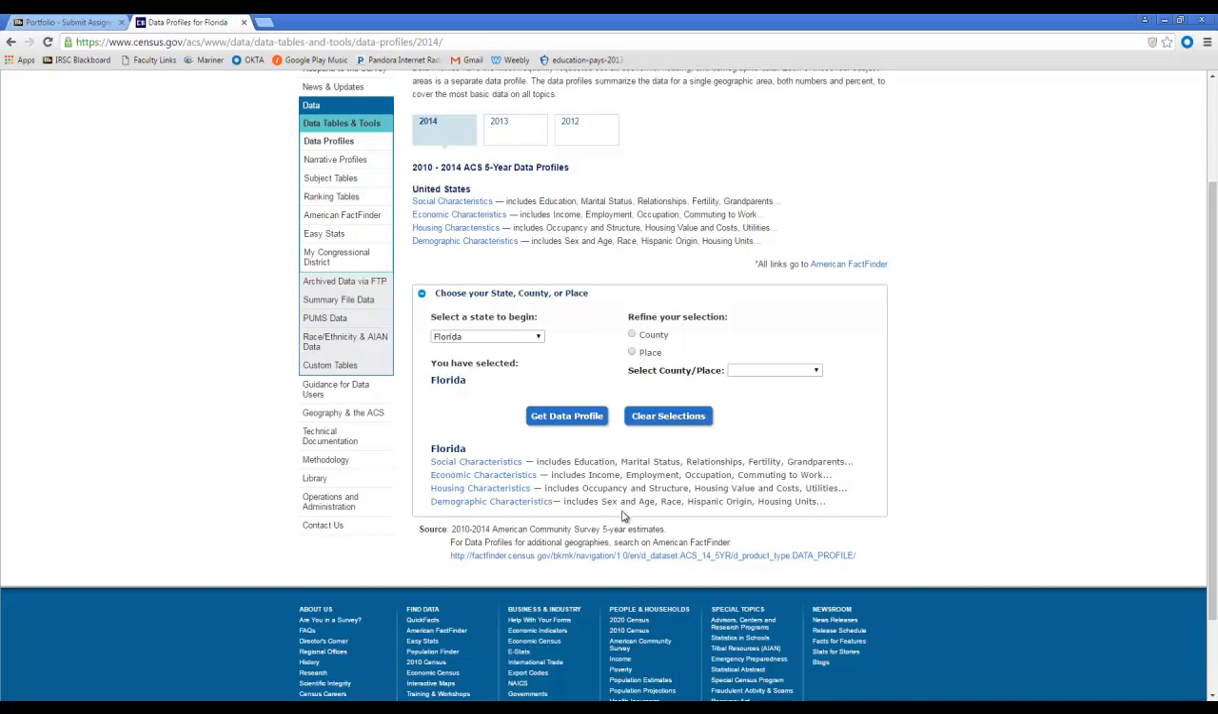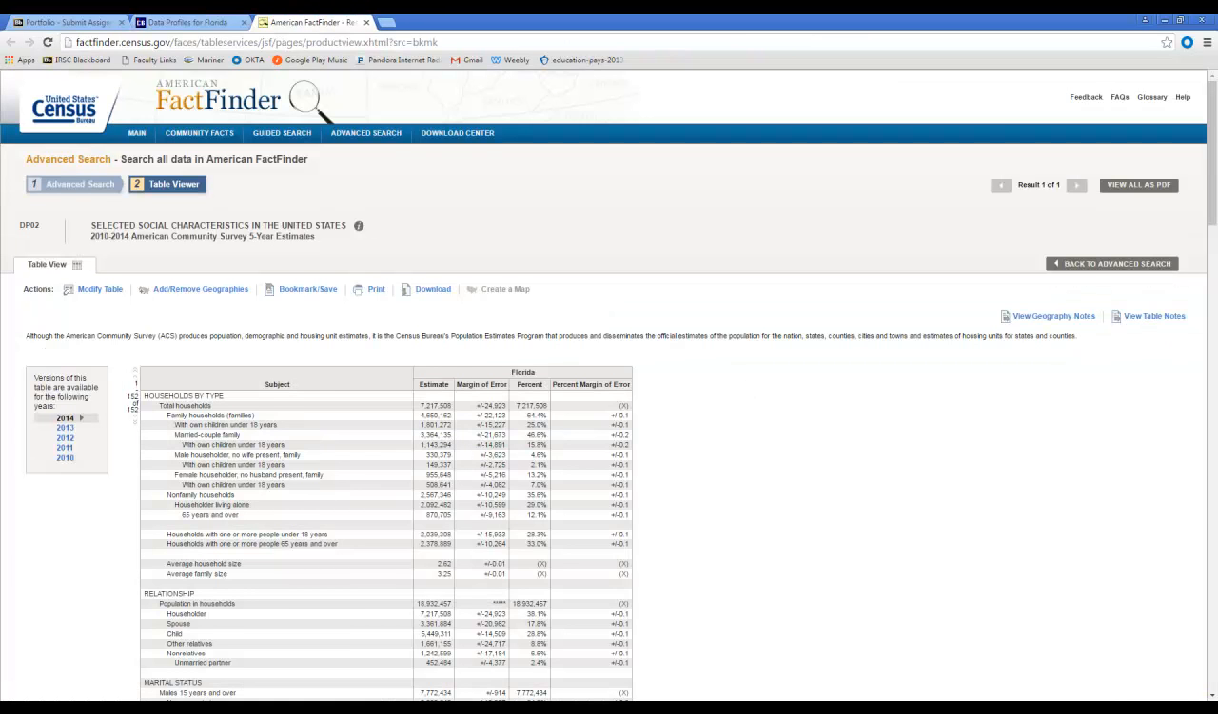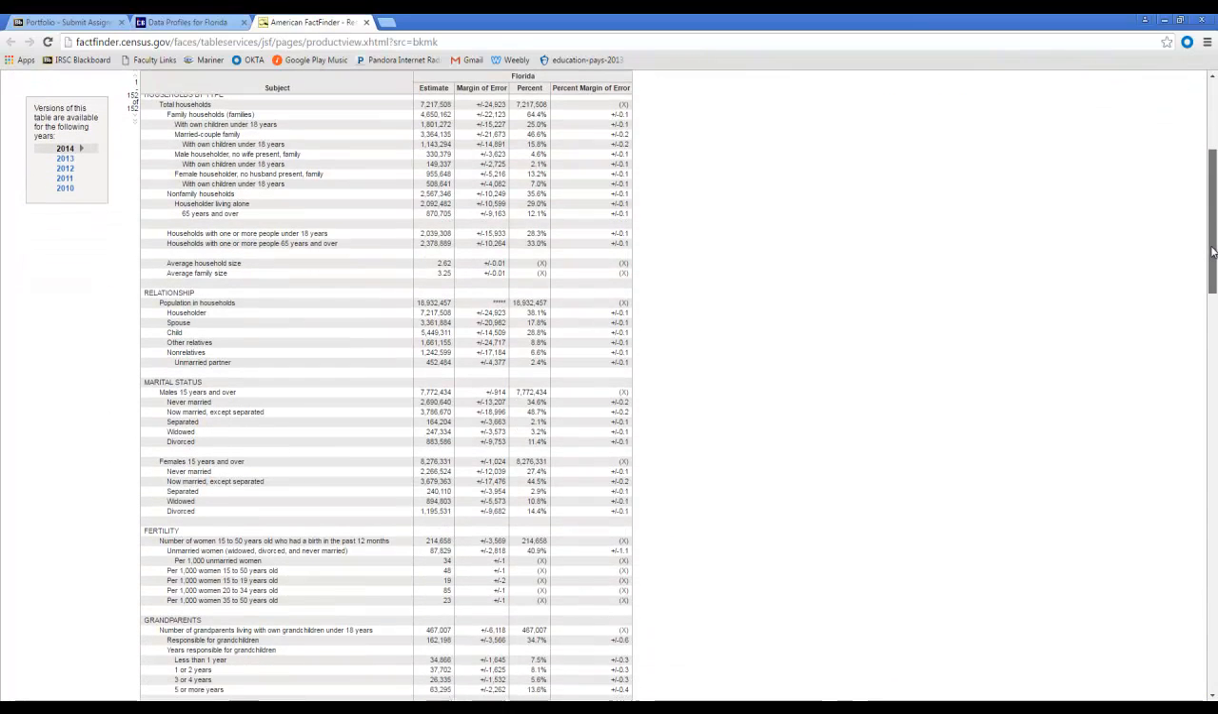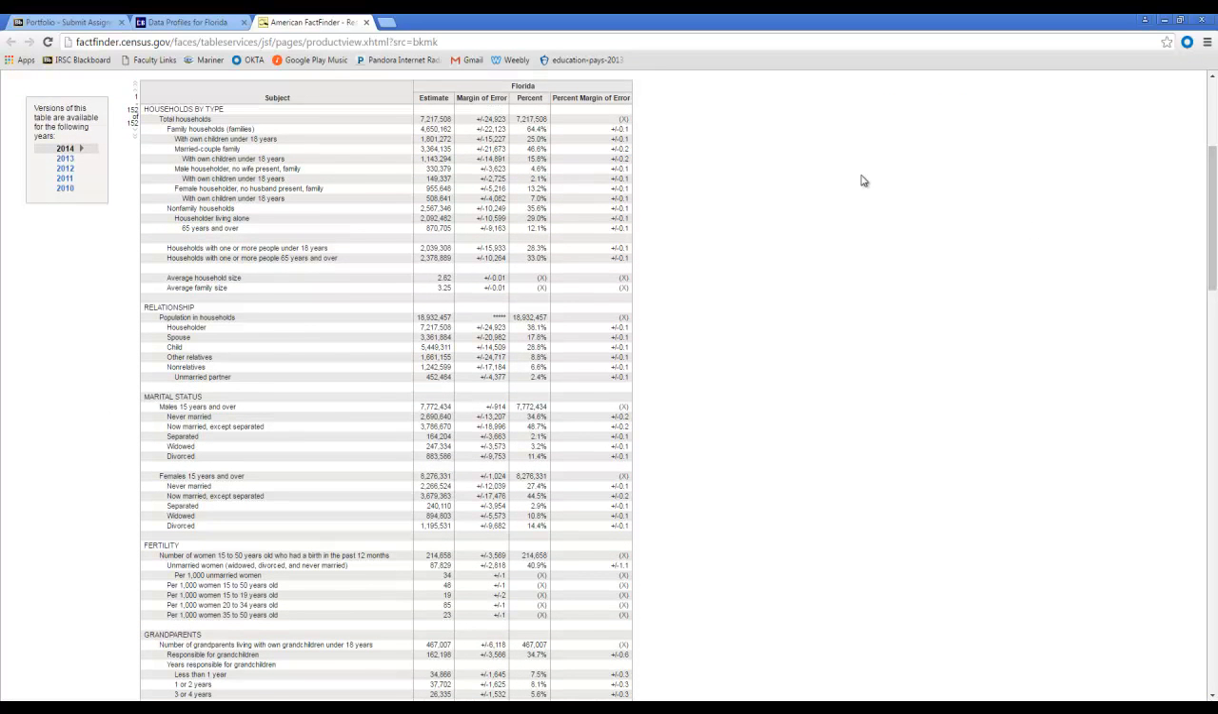Let's see. What do we want to look at? Let's see what social characteristics we have here. Okay, see what this does here? Okay, so what we do here is we have the total households. Okay, this is types of households. So you have total households is 7,217,508 households, and here's the number that are in different types. So family households versus non-family, and then the breakdown of everybody in between. So you have different types of relationships. Okay, you have marital status, fertility.